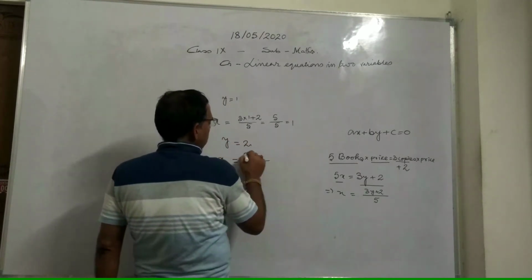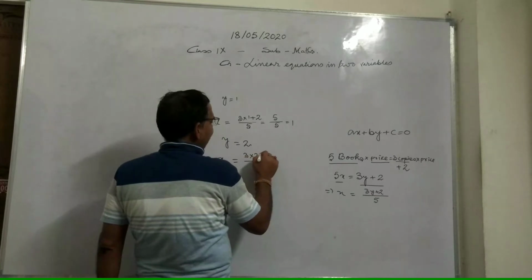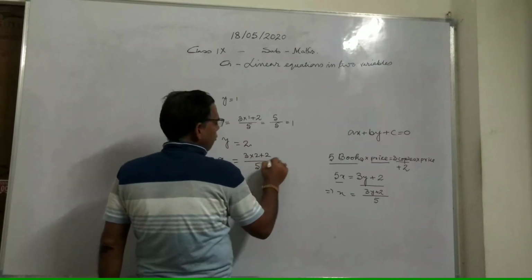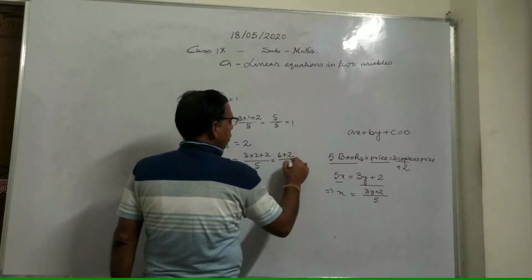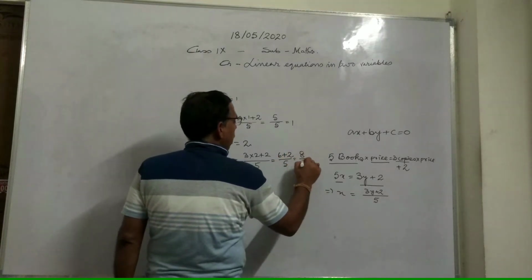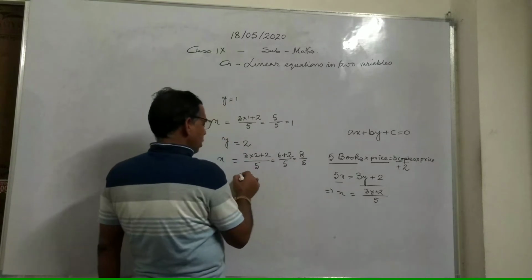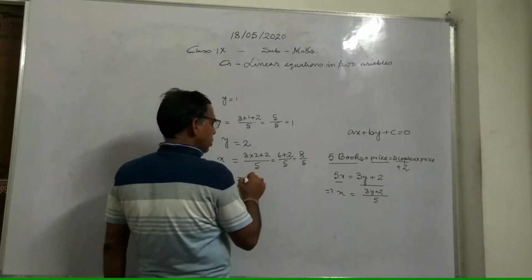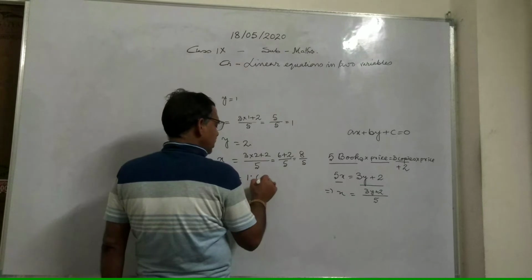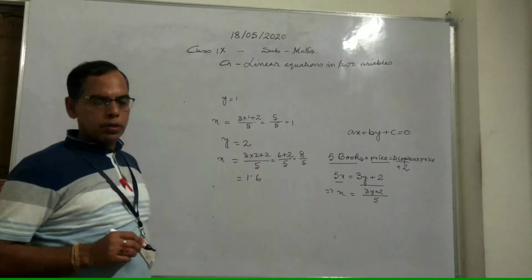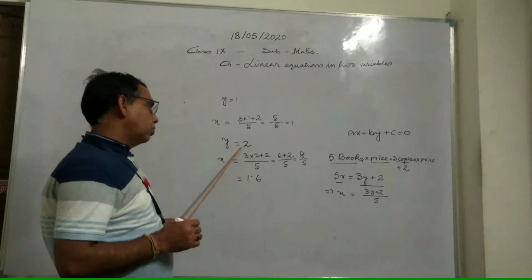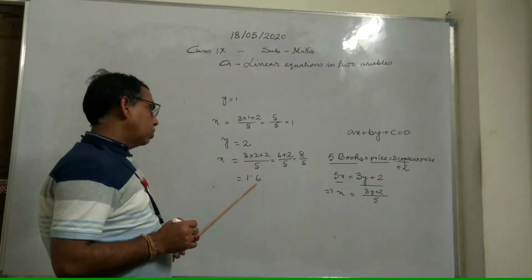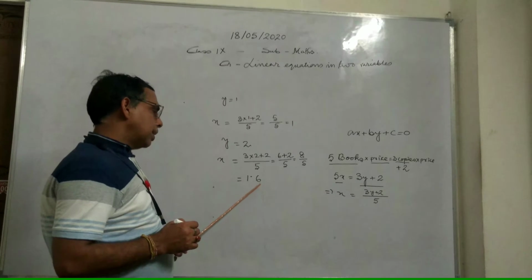x equals (3 into 2 plus 2) divided by 5. Then (6 plus 2) divided by 5 equals 8 by 5. Can you calculate how much? It will be 1.6. So here you see, the more the value of y, the more the value of x as well.